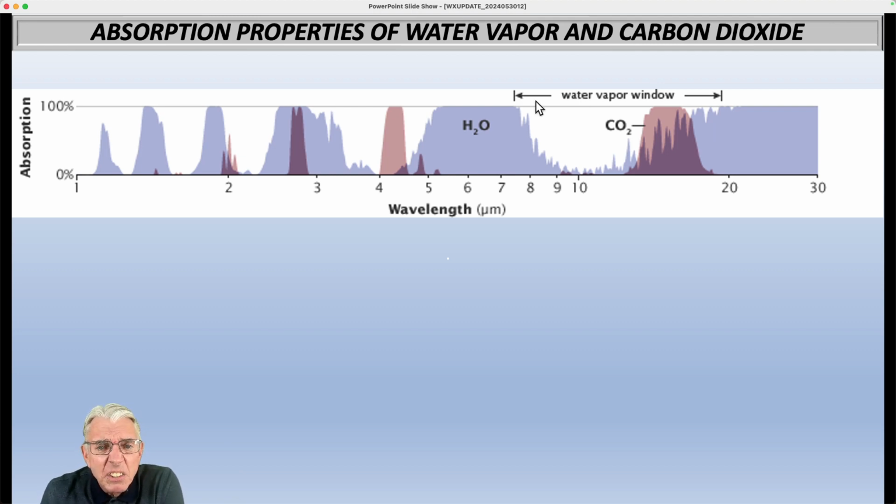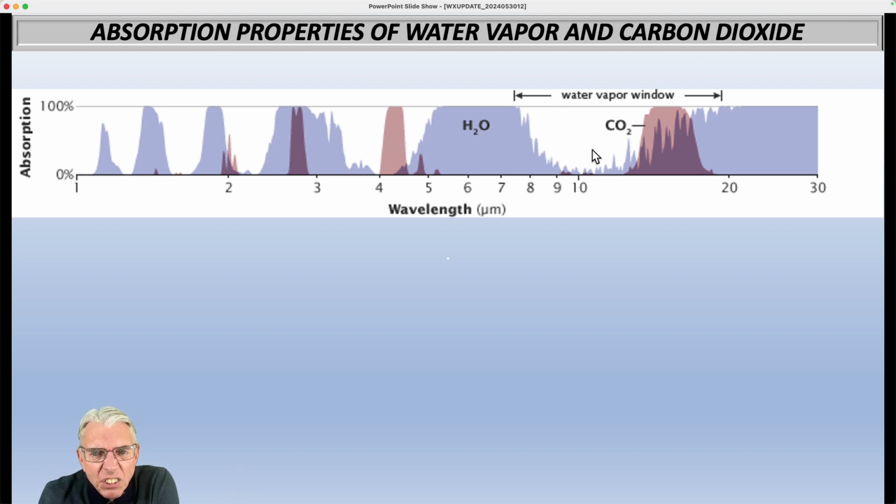Now, the Earth emits infrared radiation, okay, at various wavelengths. And here you see water vapor up here, and this is absorption going from 0% to 100%. So in here, from about maybe 5 to 8 microns, water vapor absorbs virtually everything that's coming from the Earth and sends it back down to the Earth, okay? But the Earth does not radiate so much at those wavelengths, okay? So it's sort of irrelevant.